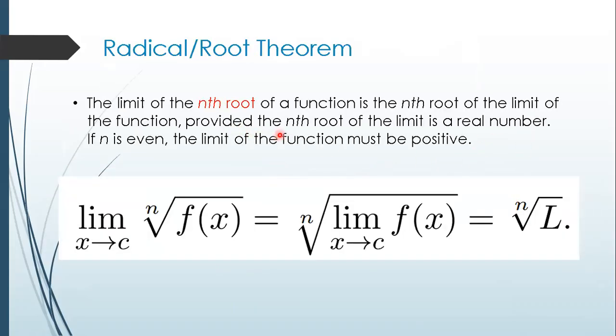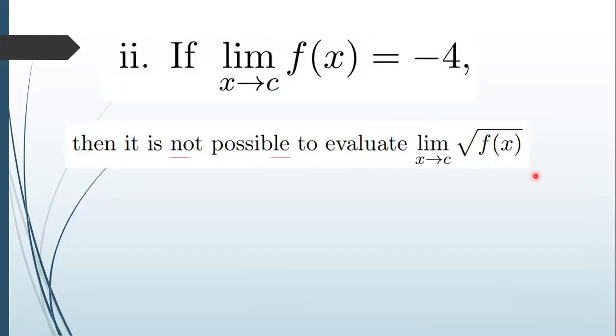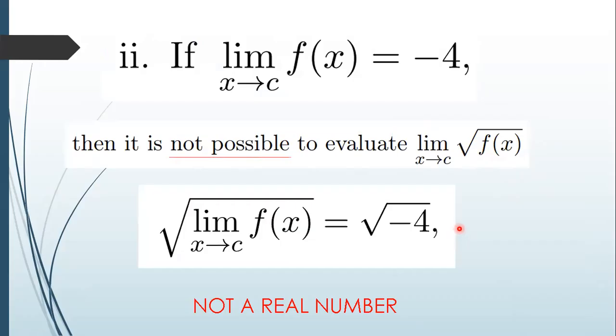Let me go back here. Provided the nth root of the limit is a real number. Okay, so if you're going to encounter example number 2 like this, just simply write: not a real number.